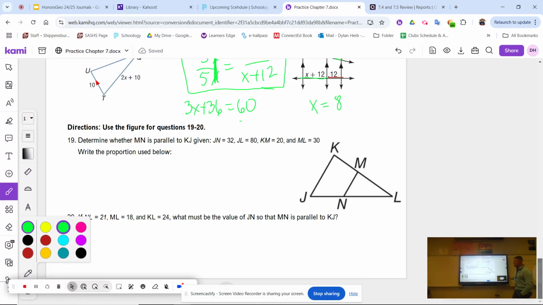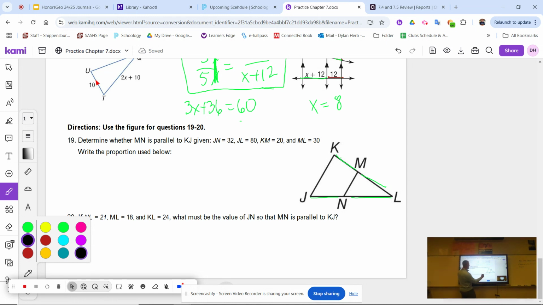And then these last two, determine whether MN is parallel to KJ. So this is the converse of that theorem that we used earlier. If there is a proportional relationship between this part and this part, and then this part and this part, the line you're using there has to be parallel. So MN would have to be parallel. So we're just checking that.